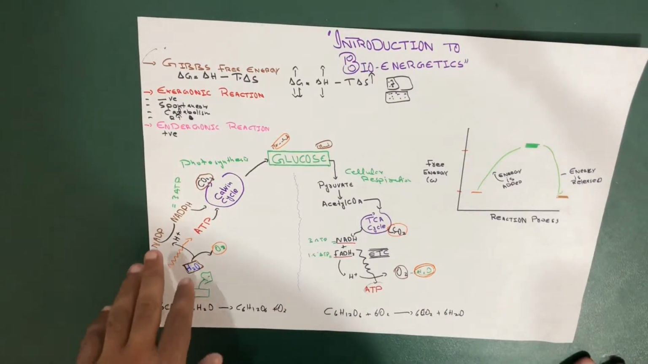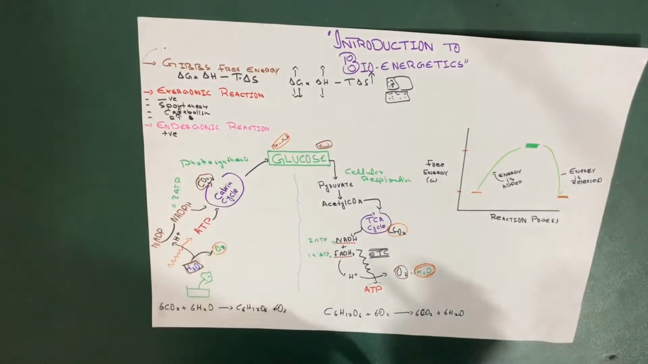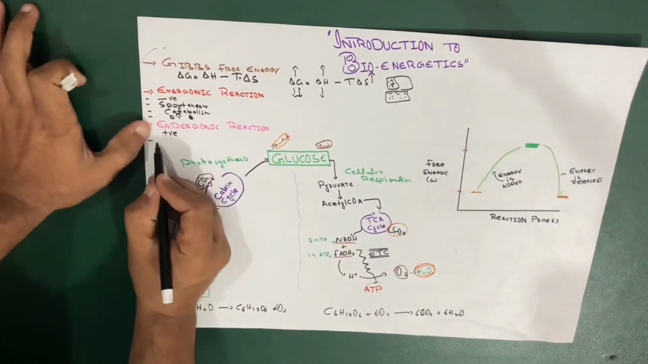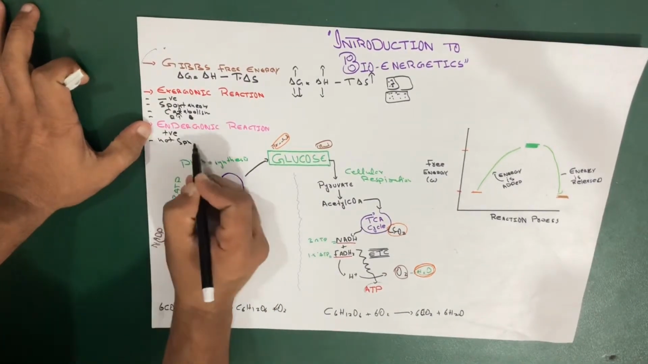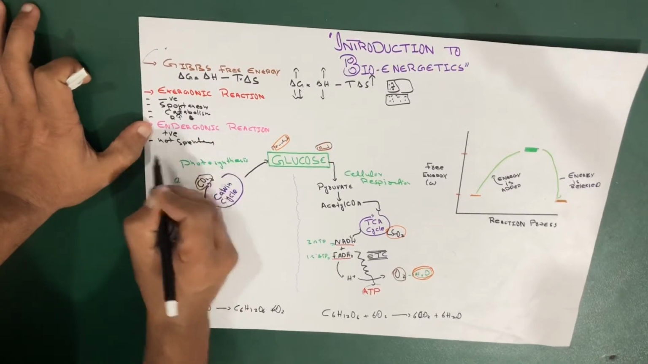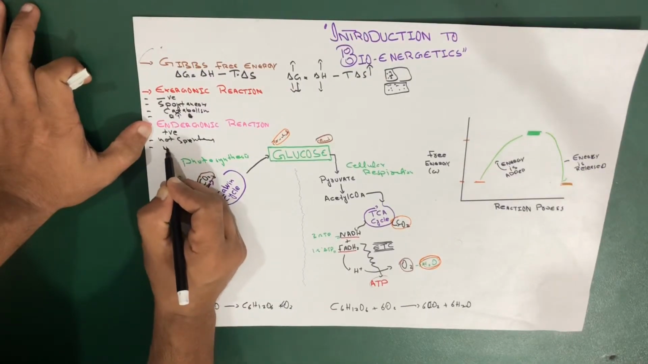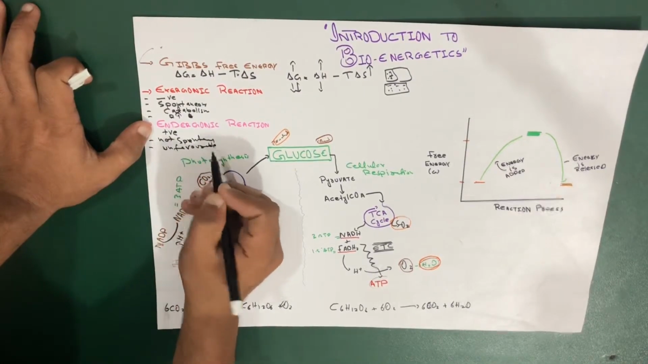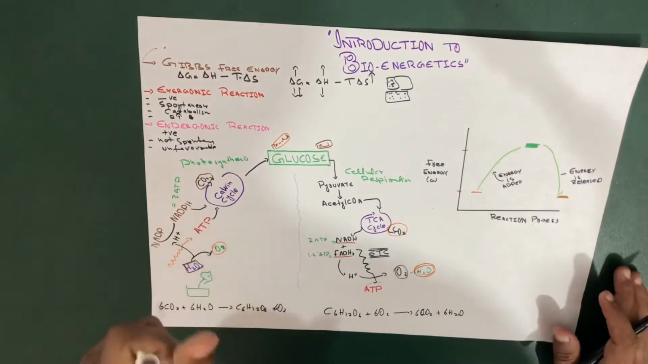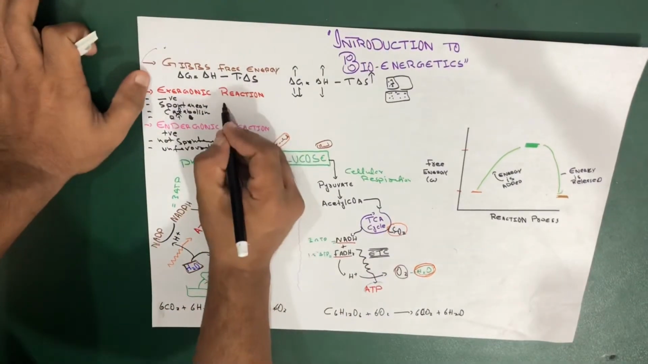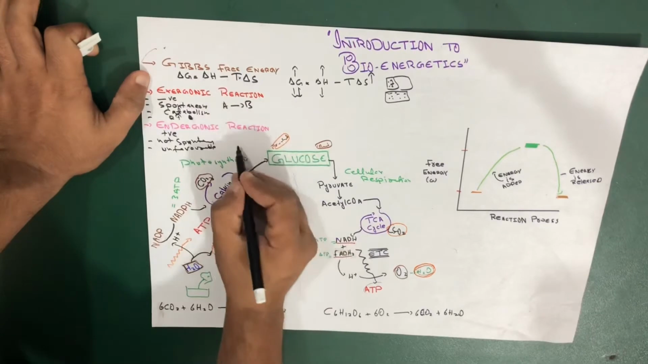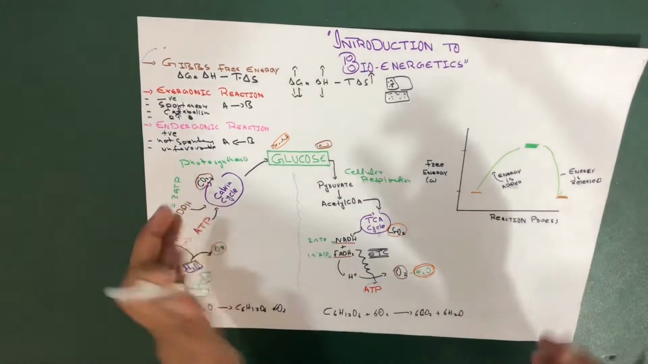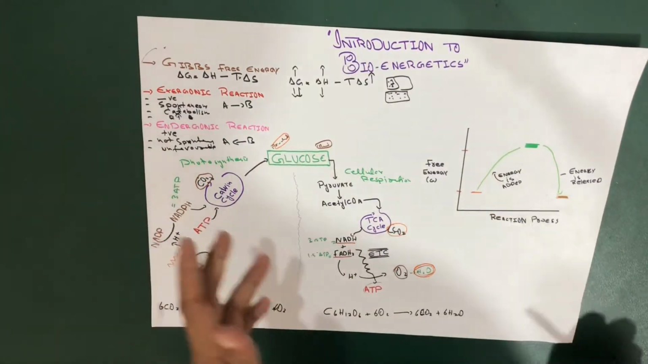Now we're talking about the endergonic reaction. In the case of endergonic reactions, the delta G is positive. It's not spontaneous. It's unfavorable, while the exergonic one is favorable. In this case, the reaction happens in the opposite direction. In the exergonic reaction, we go from A to B, but in the endergonic reaction, we go from B to A. That's a pretty odd concept, but that's the way it is.